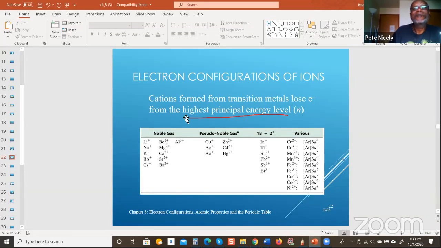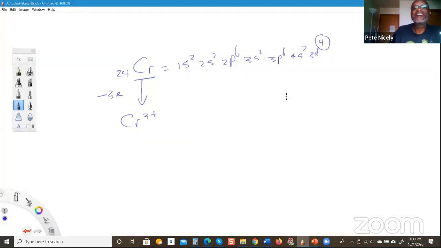Remember what we said? We start to lose electrons from the highest principal energy level. So going back to this here, the highest principal energy level would be the 4th energy level, right? Not the 3rd energy level. So therefore you would start removing electrons from here, right? So you're going to lose these 2 electrons here, and this here would be reduced from 4 to 3, because remember, we're removing a total of 3 electrons.